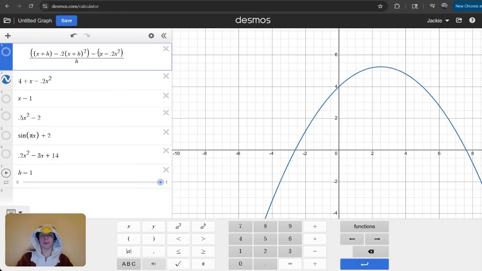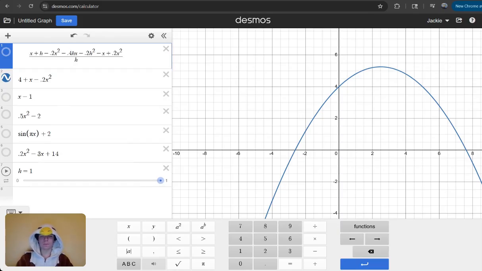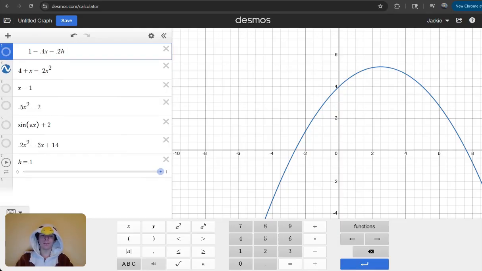Then we're going to expand out this x plus h squared, like that. And then we're going to distribute out the 0.2. And we're going to take all this stuff out of the parentheses because we don't really need the parentheses anymore. Now we can combine like terms, and we're left with this. So now we can divide by h, and we're left with this. Now h is going to go to 0, so we can just get rid of this. And we have our derivative, j prime of x equals 1 minus 0.4x.